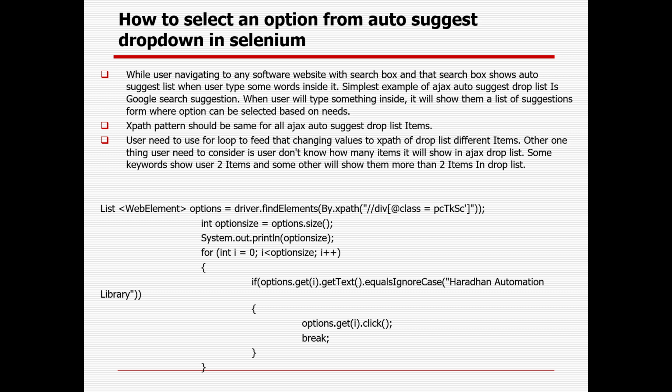Especially for some websites, especially for suggestion boxes, there might be some option where if you enter something, it automatically gives you a suggestive drop-down list of values. So you can get to know how many suggestions are coming, and if you want to select some suggestion from the drop-down list, you can deal with that also. So that is the way you can select an option from the auto-suggestive Ajax drop-down list using Selenium WebDriver.